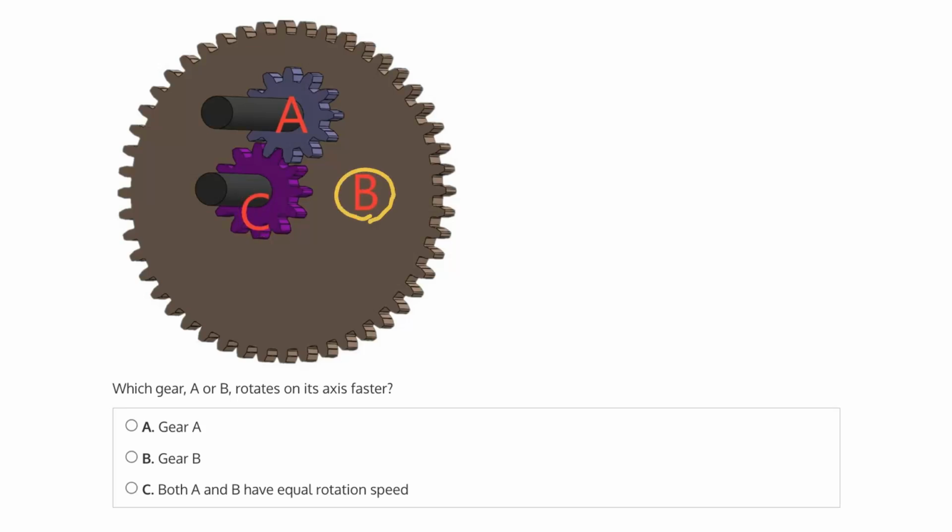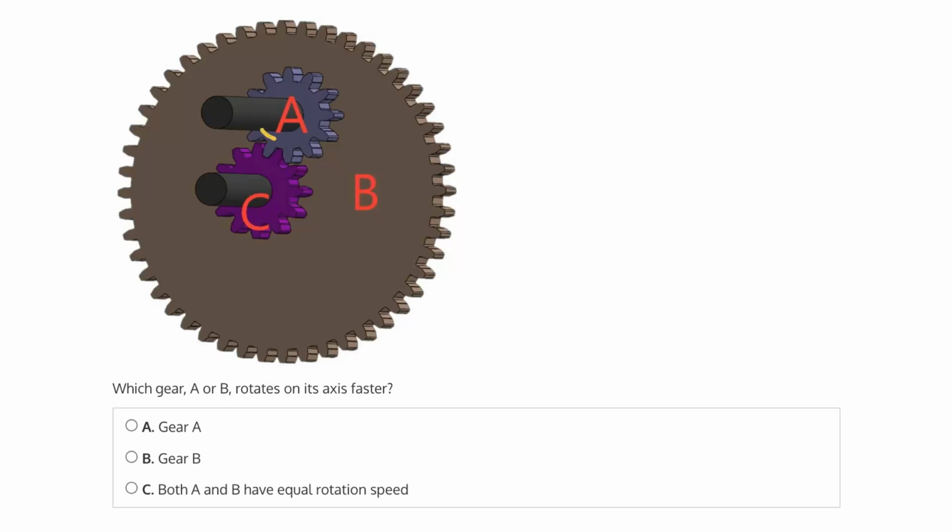which is the very large gear. Now gear A is on its own shaft, gear A and gear C are directly meshed, and gear C is on a different shaft, which is the same shaft as gear B is on. So with that said, let's consider what's happening here.